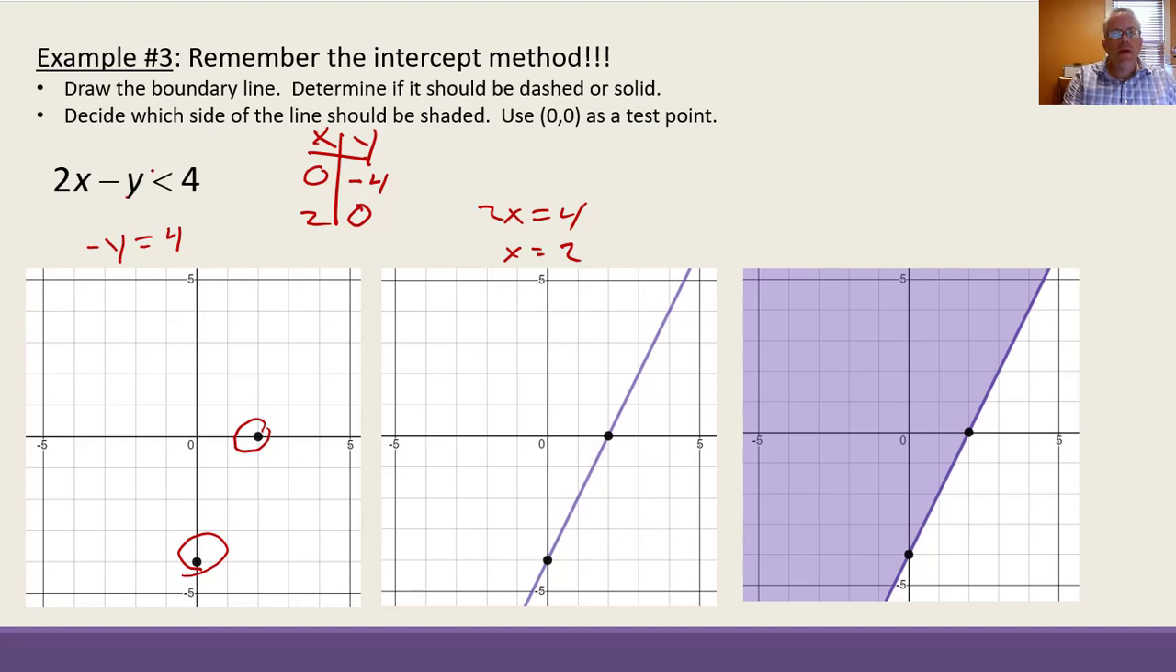Now, I see I made a little mistake here. This line should be dashed. So I'm going to kind of correct that, make this a dashed line. So that was my bad. Then if we put in 0, 0, we get 2 times 0 minus 0 is less than 4, or 0 less than 4, which is true. So we shade this side with 0. And again, this should be a dashed line.